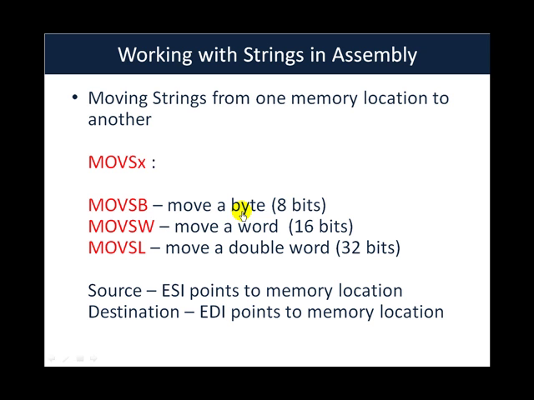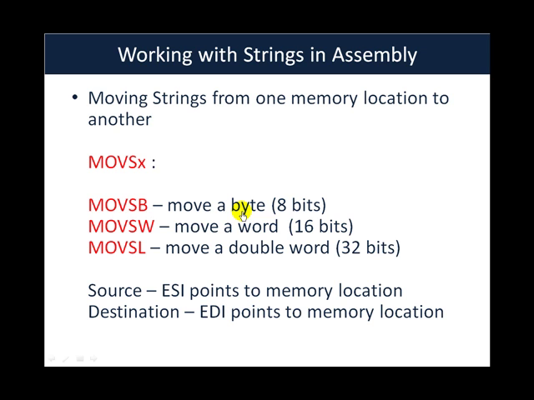Now, one of the very basic operations one would want to do with strings is to copy them from one memory location to another. In order to do this, we have the movs series of instructions. Think of movs as an abbreviation for move string. The Intel 32 architecture provides this series of instructions specifically for strings.